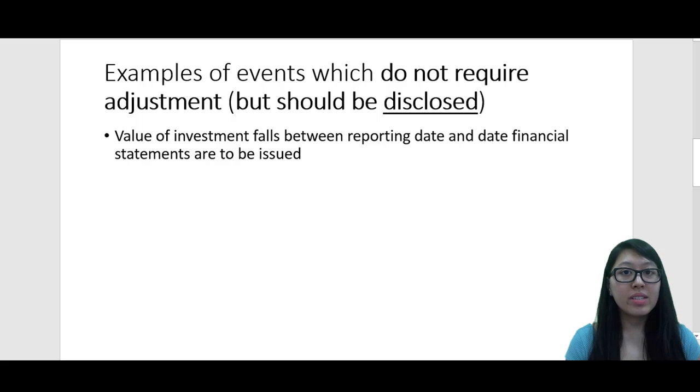Okay, so in here I've listed down the examples of events which do not require adjustment to the financial statements, but nevertheless they will still need to be disclosed in the notes of the accounts. So one of the examples here is when a value of investment falls between the reporting date and the date the financial statements are to be issued. So basically this is an event that has happened after the year end regarding our value of investment.